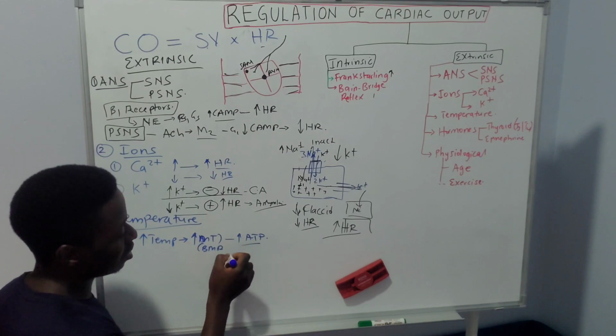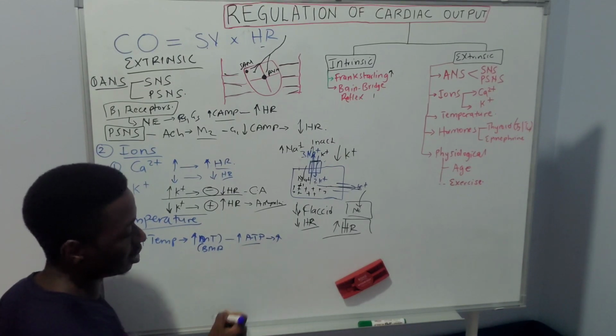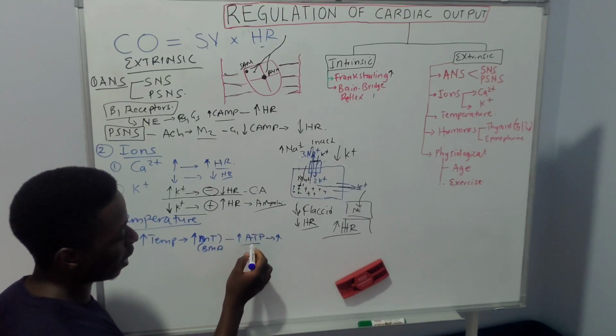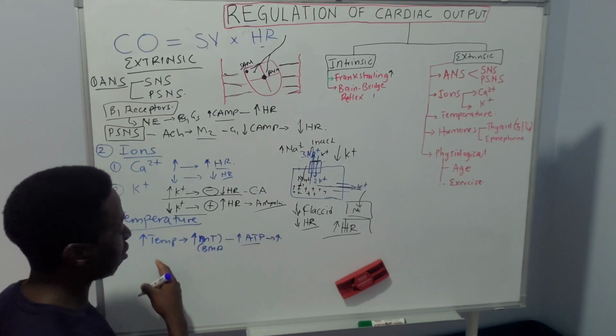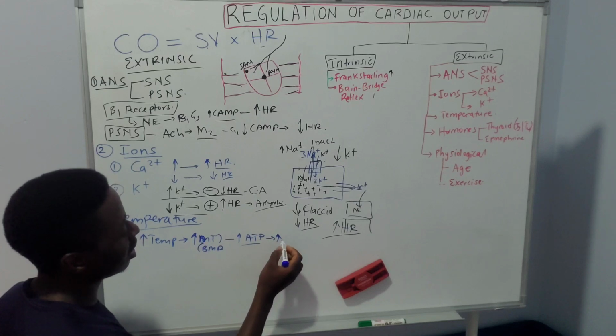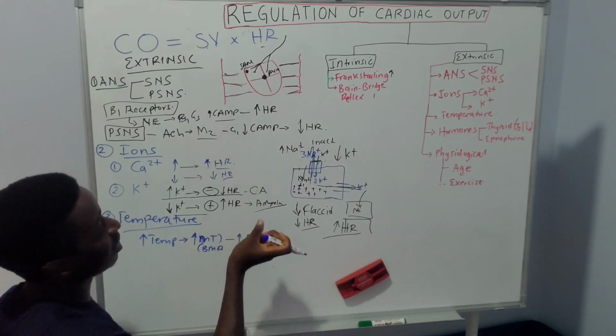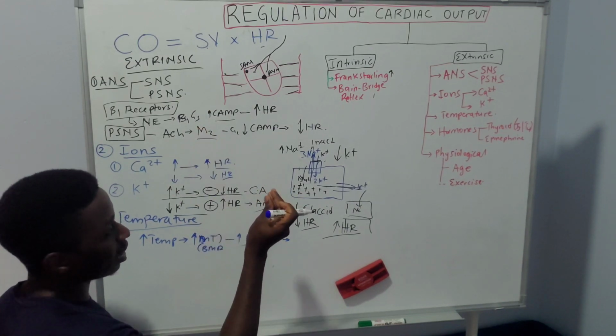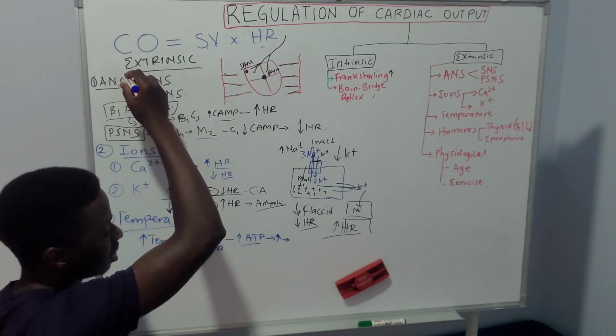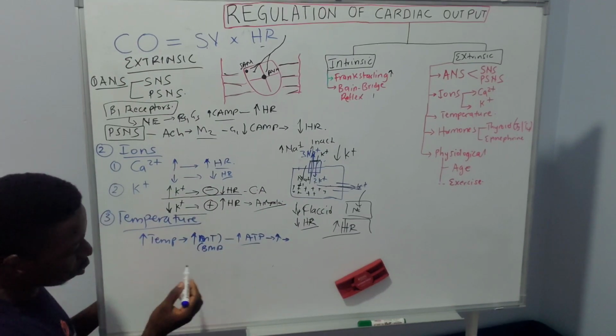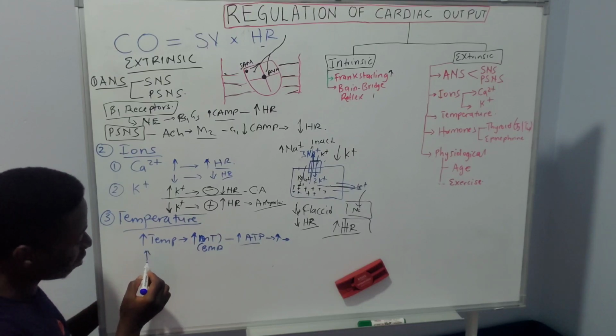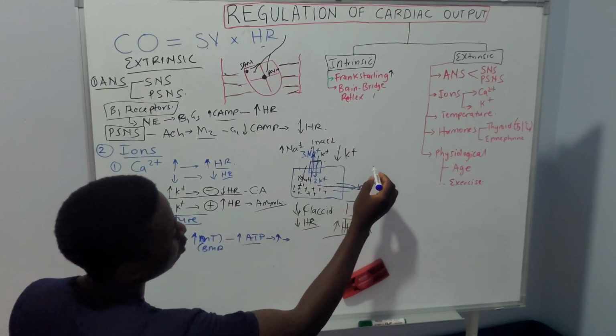Okay, so this is going to increase the contractility, and also increase the activity, and that will increase the stroke volume. Contractility increases stroke volume and eventually increases cardiac output. But also this increase in temperature, remember we have the membrane of cells.